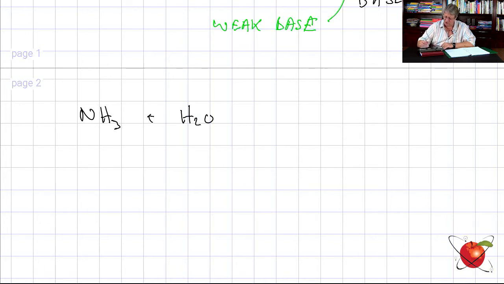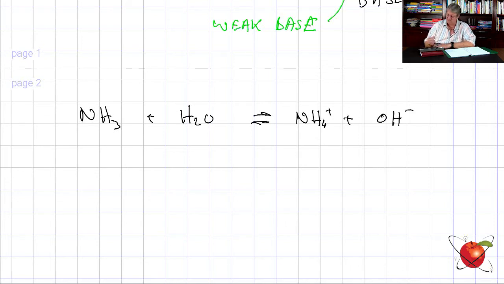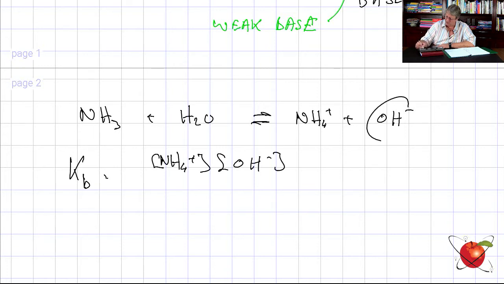NH3 plus H2O in equilibrium going to NH4 plus and OH minus. Write the expression of mass action for this, for example. What happened here? The NH3 is going to be accepting. There's my acid. Therefore, the Kb is going to be the concentration of the NH4 plus times the concentration of the OH minus, this is my base, divided by the concentration of the NH3.